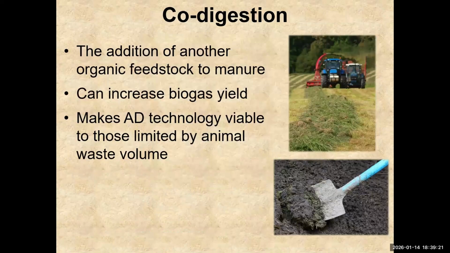So I've actually conducted research. And through co-digestion, this means adding another organic feedstock to a dairy manure digester that can increase biogas yield. So this can be a possible solution for making anaerobic digestion technology viable for a small-scale livestock facility who were once limited by their animal waste capacity. So again, what I mean by co-digestion, that means adding another organic feedstock to that dairy manure to increase biogas yield.